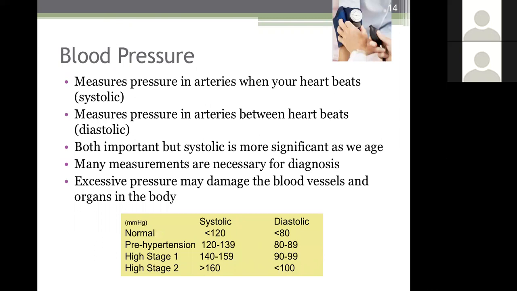Blood pressure measures the pressure in your arteries when your heart beats and between heartbeats. It is very significant because if your blood pressure is really high, that excessive pressure can damage your blood vessels and your organs. So it is absolutely crucial that if you do have high blood pressure, it is managed. People ask me all the time which number is more important. Systolic, the first number, tends to be more important as we age, but they both are certainly important.